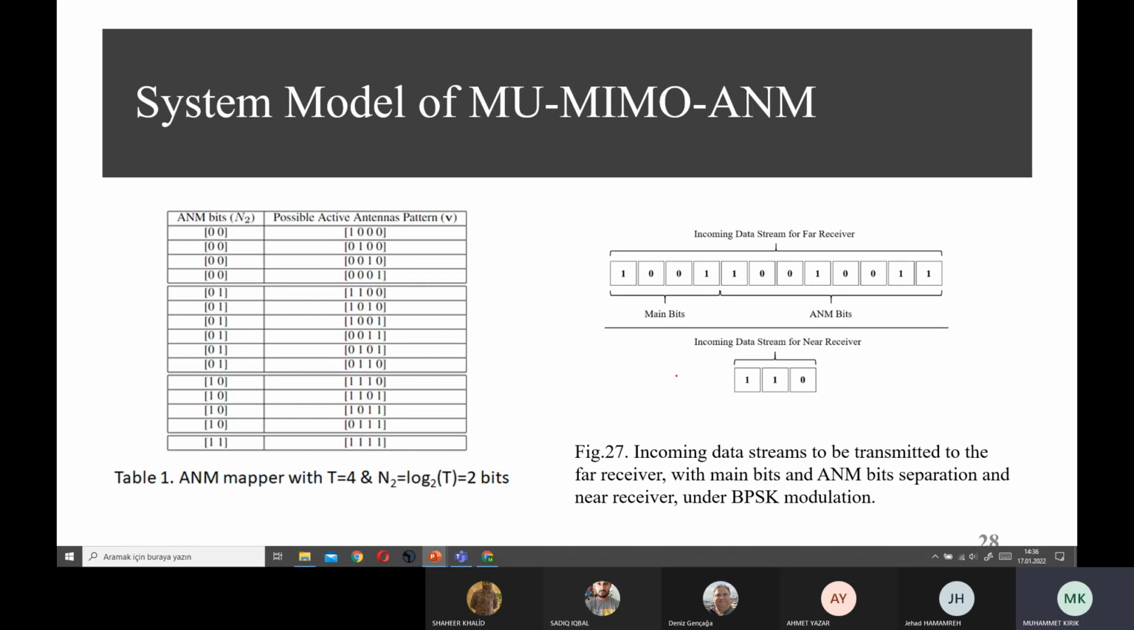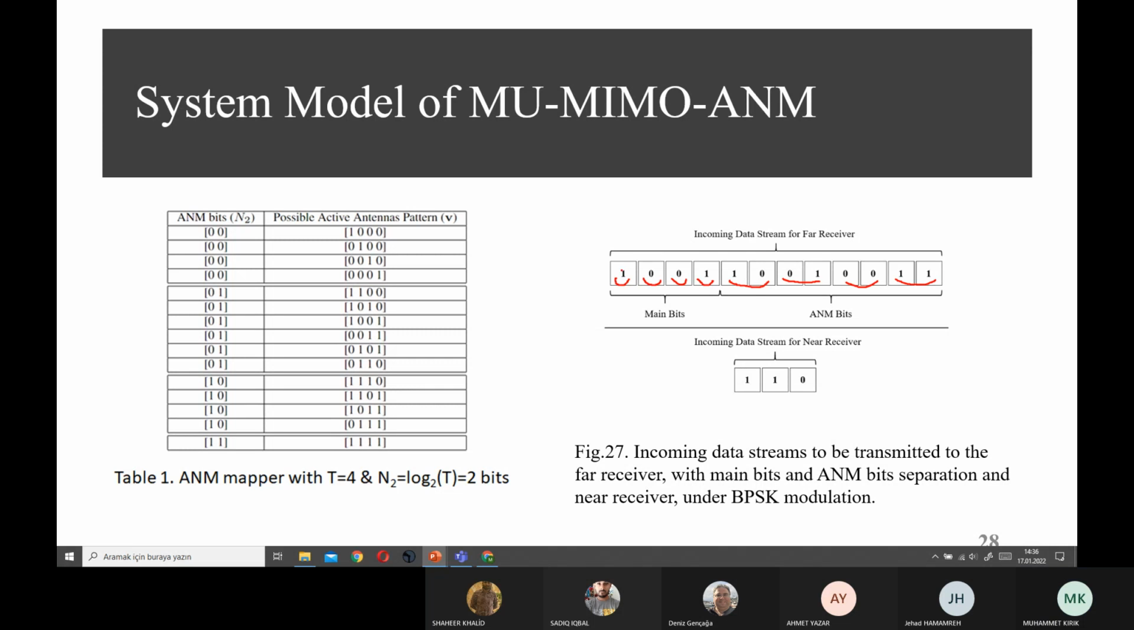And we have an example here again, so we can understand the concept better. Imagine that we have this data bits group for the far receiver, and we have this data bits group for the near receiver. And we are again using BPSK in this case. So in each symbol, we are transmitting 1 bit. And we have a 4 antenna system. So when we have 4 antennas, we already said that we are having 2 bits in each ANM bit symbol. So for each bit we have in the main bits group, we are going to be looking at 2 bits in the ANM bits group.